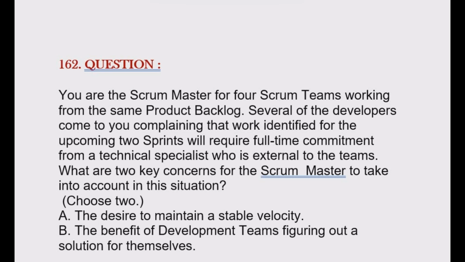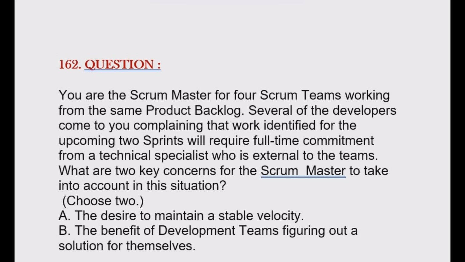Several of the developers come to you complaining that work identified for the upcoming 2 sprints will require full-time commitment from a technical specialist who is external to the teams. What are 2 key concerns for the Scrum Master to take into account in this situation?